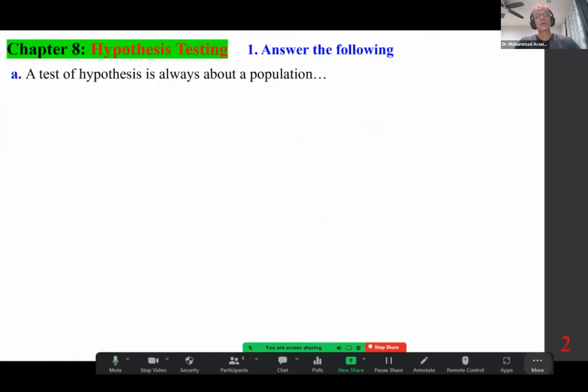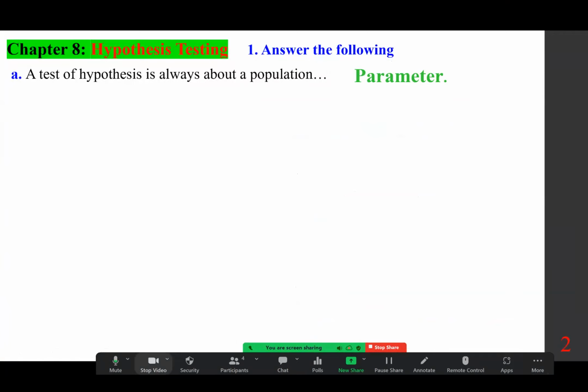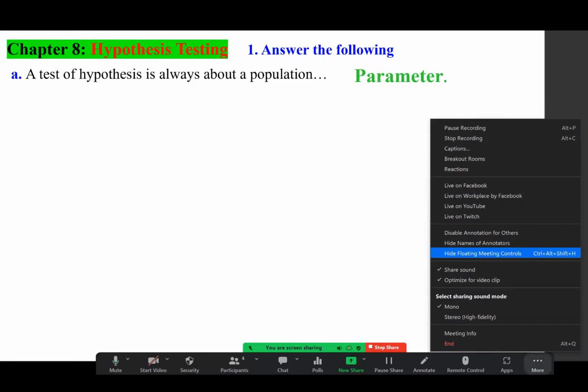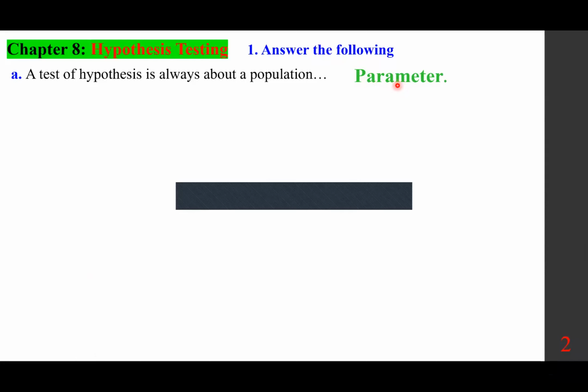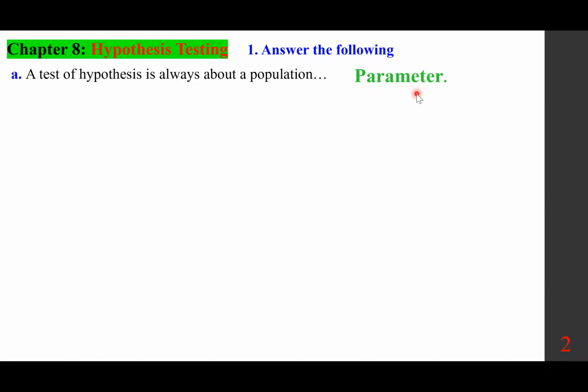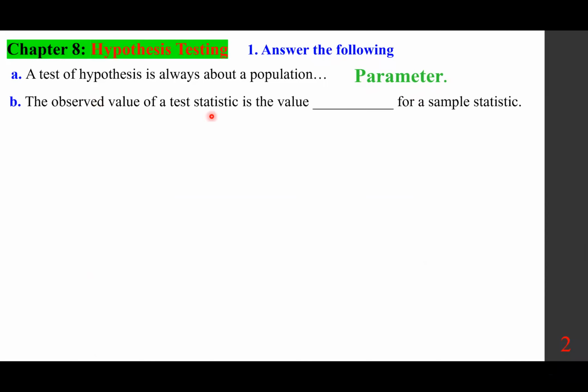A test of hypothesis is always about a population parameter. It's important to know that in statistics, basically everything is about the population. However, on a normal basis, we don't have access to it. So everything is about population parameter. The observed value of a test statistic is the value that we calculate for a sample statistic. So it's calculated.